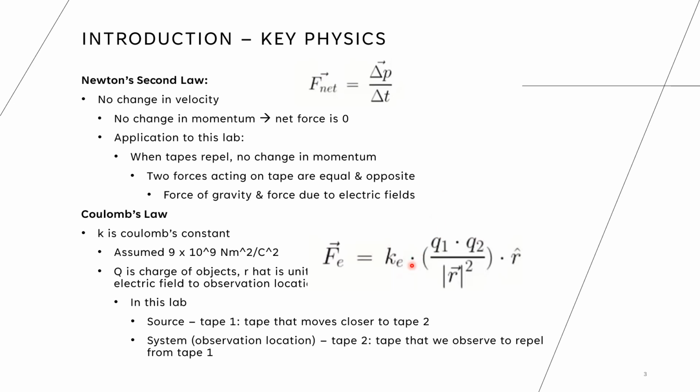K is Coulomb's constant, and it's assumed to be 9 times 10 to the 9th here. And then Q is the charge of the objects. R is the unit vector that points from the object creating the field to the object we're observing. In this case, the source is tape 1 and the system is tape 2. We'll see.